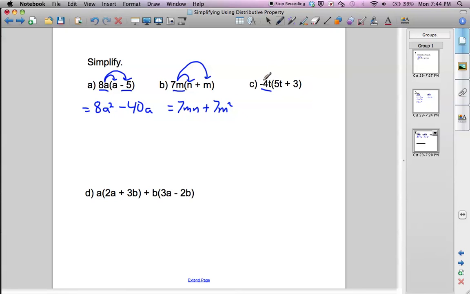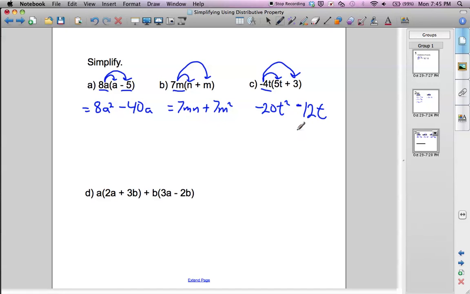In the next example, we've got negative 4t. Don't forget that negative sign. So we're going to do the negative 4t times 5t and the negative 4t times 3. So negative 4 times 5 is negative 20. T times t is t squared. And then, now be careful here, we have negative 4 times positive 3, so you're going to have minus 12t.